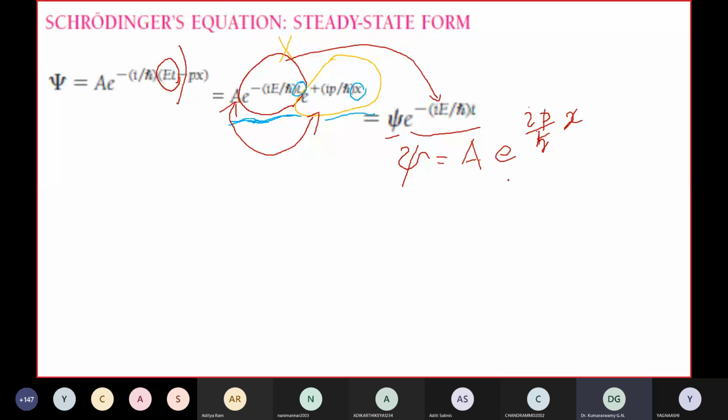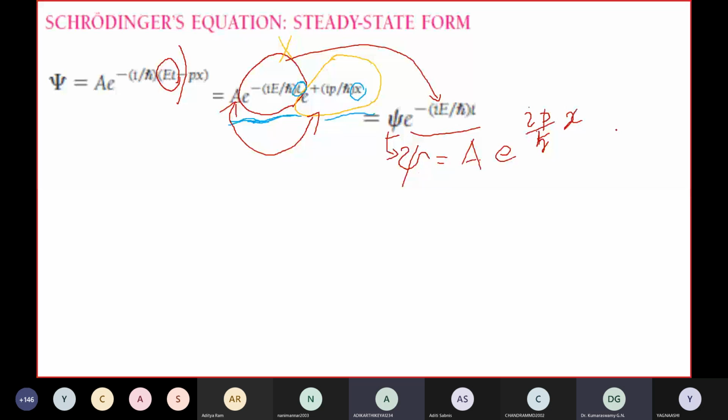This is the equation. The term i E by h we are keeping as it is because it has become constant. It no longer influences the particle. The particle doesn't depend on time t, so it becomes constant. The particle depends on the position. Therefore, we will rewrite the particle's wave function as.